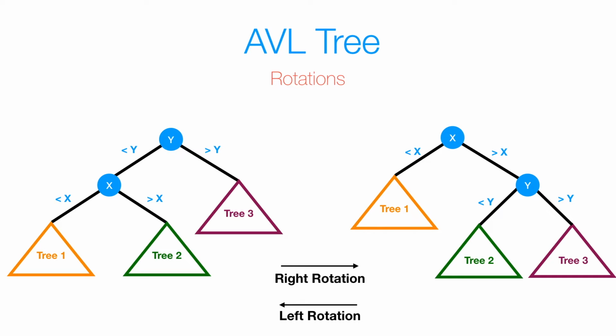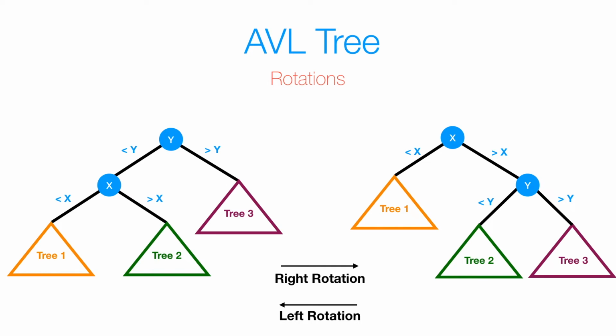If you look at tree 1 and tree 3, in the left diagram, tree 1 is x's left subtree, and tree 3 is y's right subtree. In the right diagram, tree 1 is x's left subtree, and tree 3 is y's right subtree, so everything is consistent there. Now if you look at tree 2, in the left diagram, tree 2 is less than y and more than x, and in the right diagram, tree 2 still remains more than x and less than y, so that's completely fine as well.